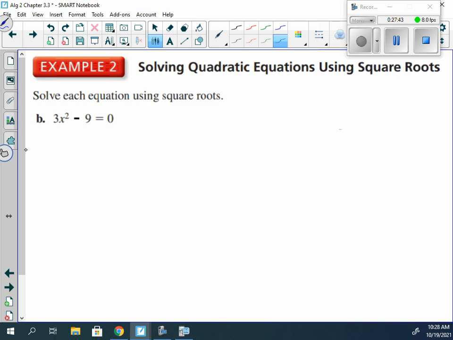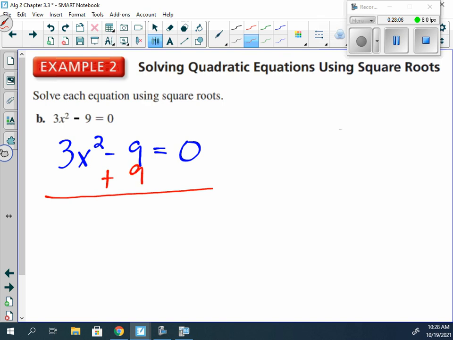Here, 3x squared minus 9 equals 0. But we do have just an x squared term. So we want to get the x squared by itself. And we can do that by doing what first? We can add 9 to both sides. Because when we add 9 to both sides, we'll get that 3x squared equals 9.